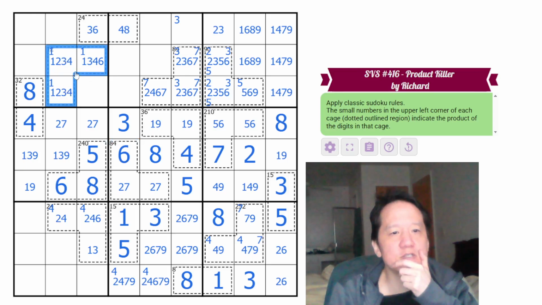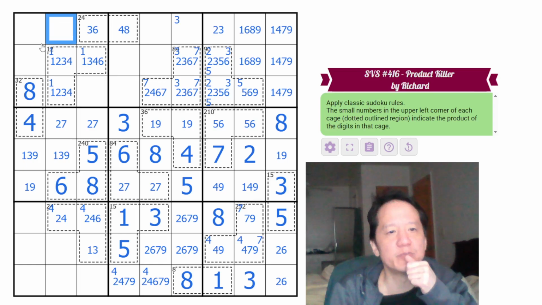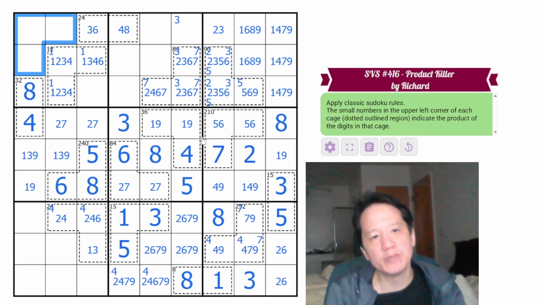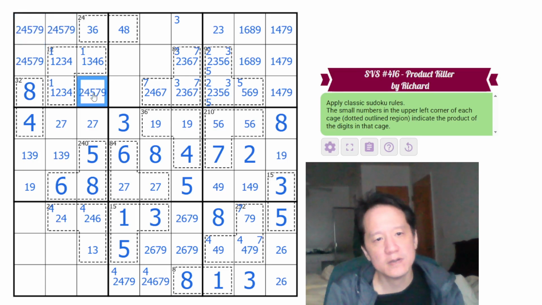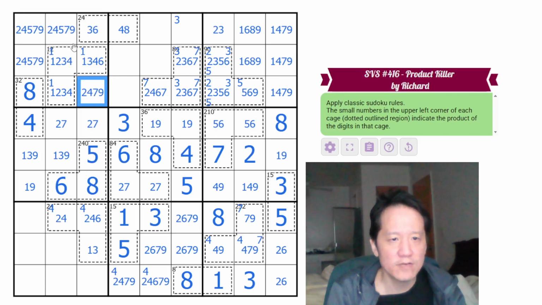Again, so if this is either 1, 3, 4, or this is 1, 2, 6. So 3 and 6 cannot be in the rest of the box. We know 1 can't be in the rest of the box, and 8 can't be in the rest of the box. So the rest of the box must contain 2, 4, 5, 7, or 9. This can't be 5. These can't be 4 here.